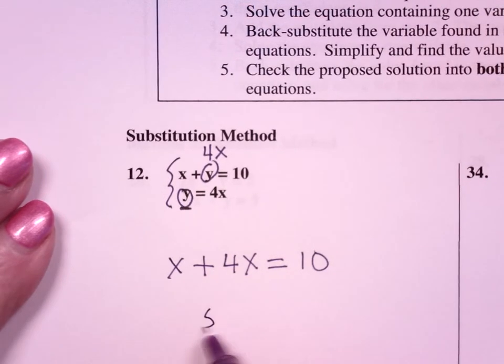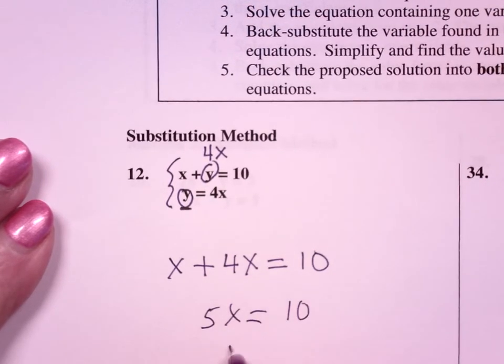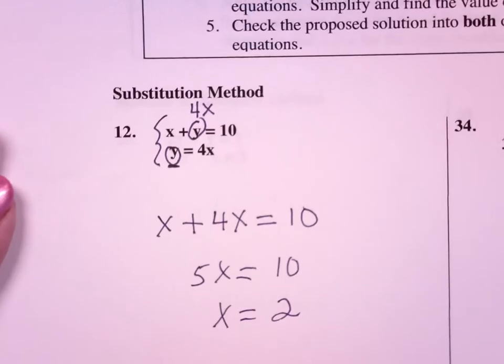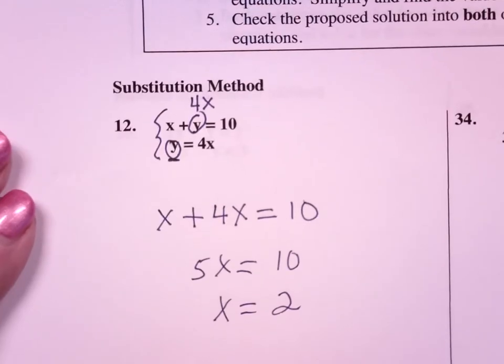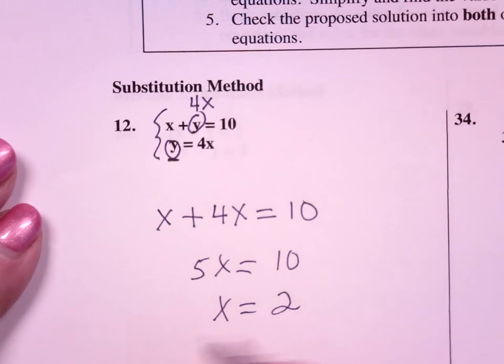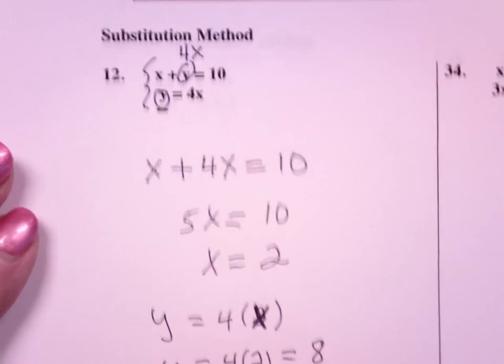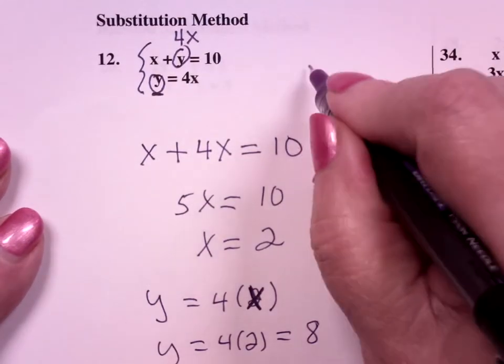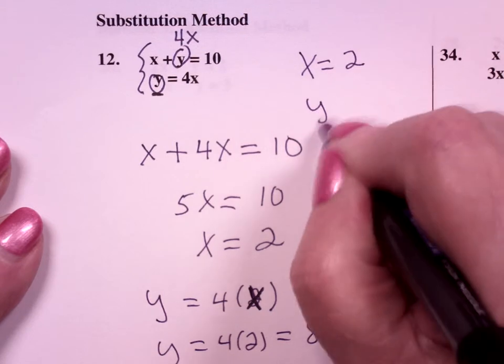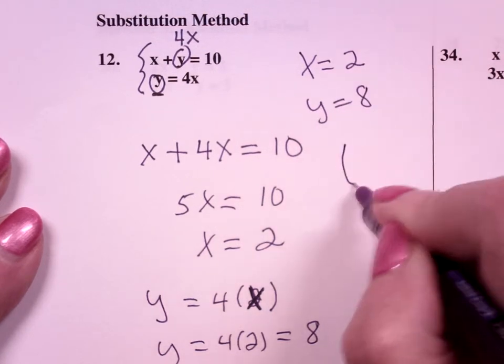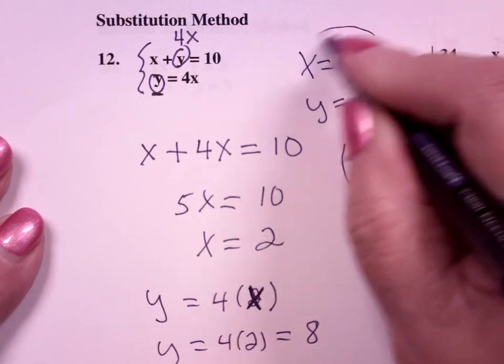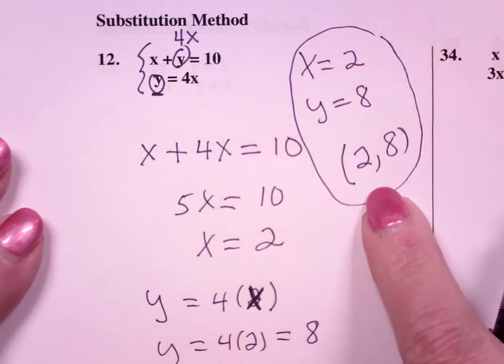Now, this says that 5x equals 10, x equals 2. So I know their shared x value is 2, and if y equals 4 times x, then y equals 4 times 2, which is 8. So according to the algebra, my answer is x equals 2, y equals 8, or the coordinate point (2, 8). That says if I do a graphical solution, that's what I should see on my graph.